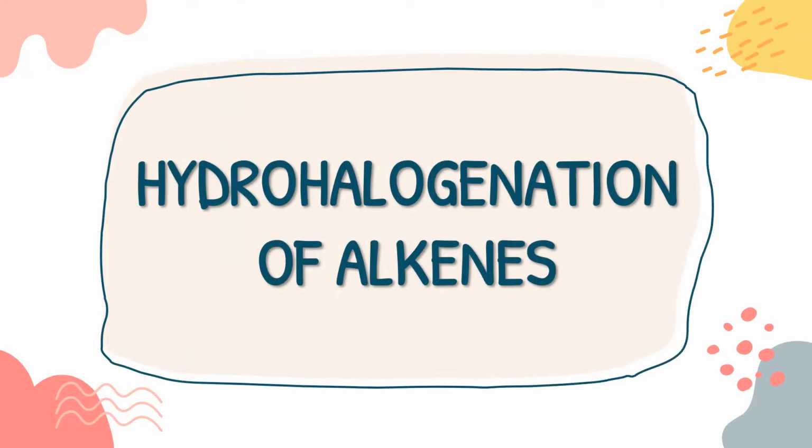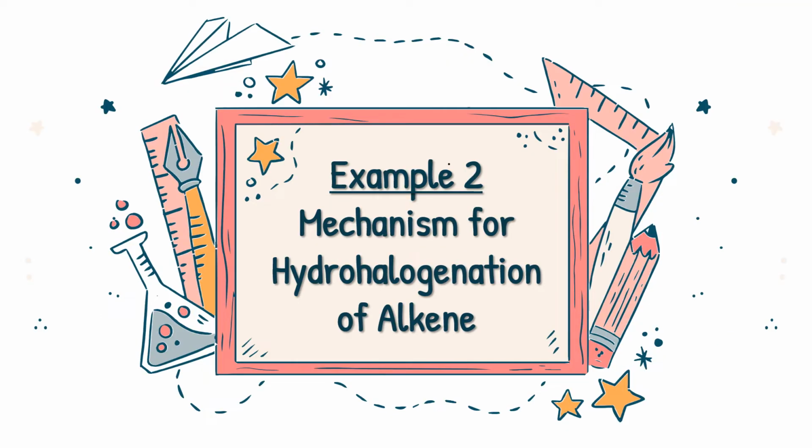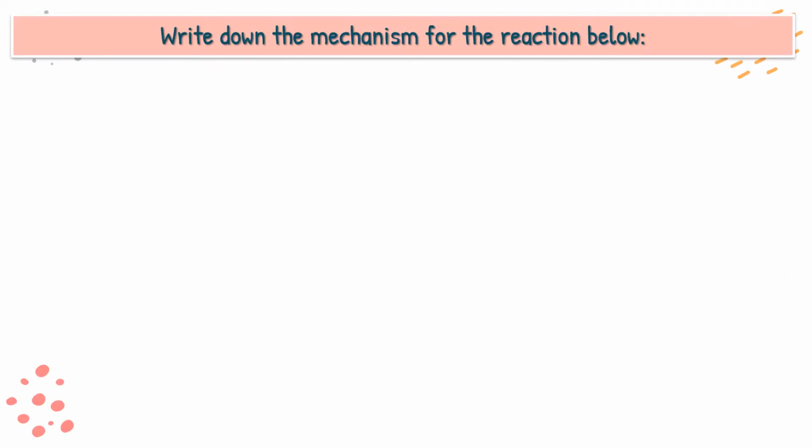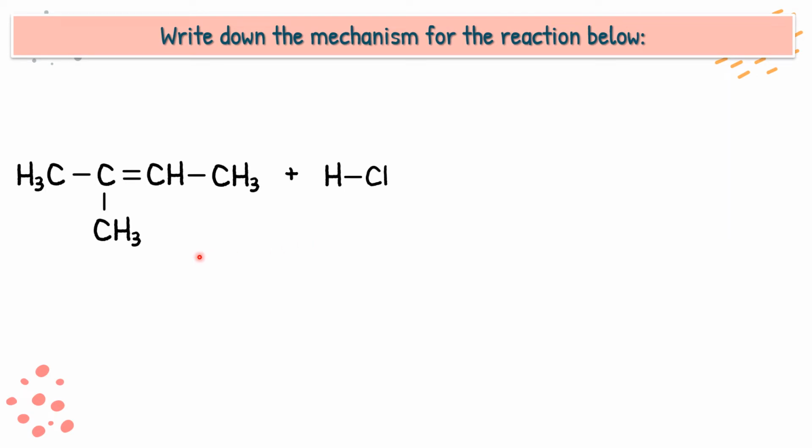In this video, we're going to look at the mechanism for hydrohalogenation of alkenes. This is example 2 of the mechanism for hydrohalogenation of alkene. So write down the mechanism for the reaction below. We're going to start the reaction with our reagents over here. We have 2-methyl-2-butene yang kita akan react with hydrogen chloride over here.